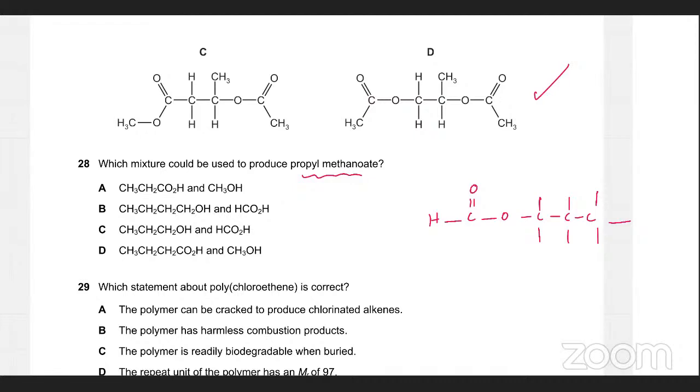Now we're going to break the ester. If we break the ester in the middle, this side turns back into a carboxylic acid. It would be C double bond O and OH. While this side over here will turn into an alcohol again. And this would be CH3, two hydrogens, and this would be two hydrogens as well. So the correct answer would be C. You need methanoic acid and you need propanol. Okay, is this clear? Yes, sir.